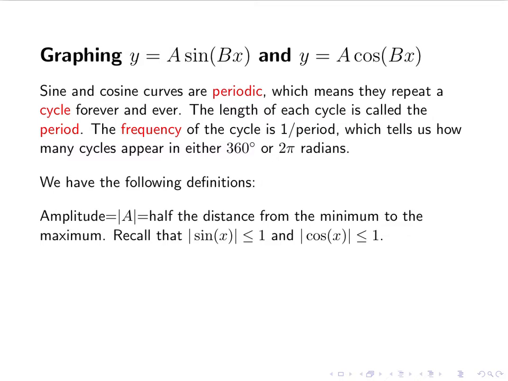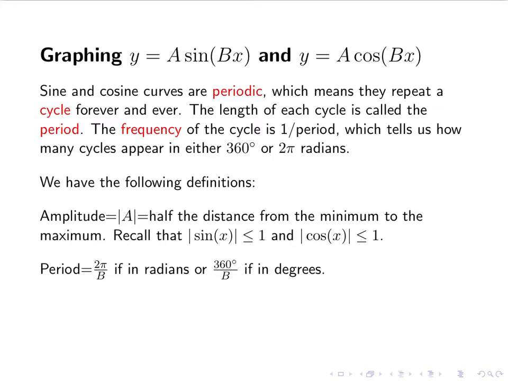Now recall that sine and cosine are both bounded in absolute value by 1. No matter what angle I'm looking at, sine and cosine are at most 1, and at least negative 1. So they're bounded between negative 1 and 1. The period is 2 pi divided by b, where b is the coefficient of x, if it's in radians, or 360 degrees divided by b if it's in degrees.